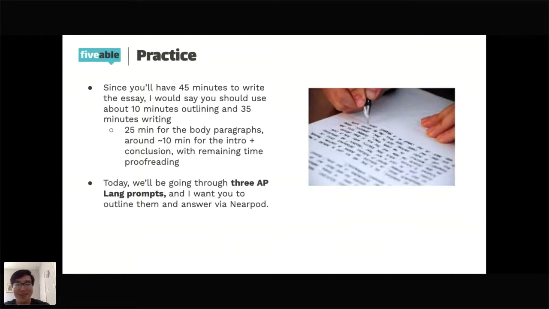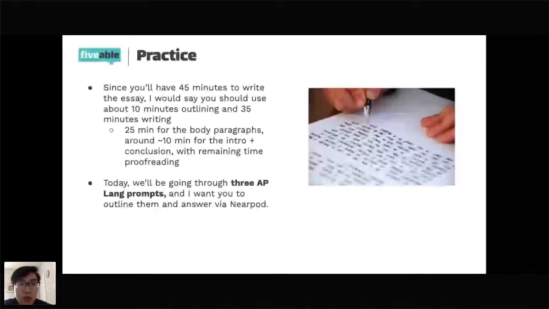This here is talking about what I would do on the actual AP exam, which is spend 10 minutes outlining and 35 minutes writing. So 10 minutes for the intro and the conclusion, 25 minutes for body paragraphs. And I think because the AP exam is letting you time yourself, it's a lot easier to pursue this strategy. If you guys have been told by your AP Lang teachers different time strategies, send them in the chat, because I'd love to hear about them. This is something I kind of just came up with off the top of my head.